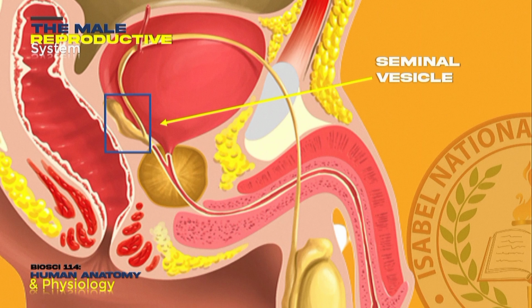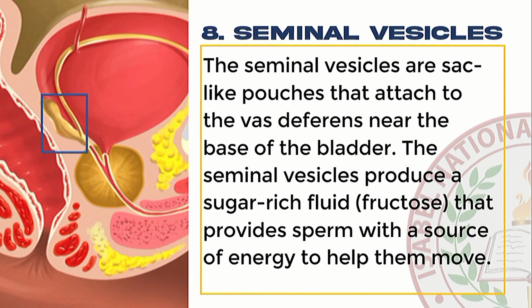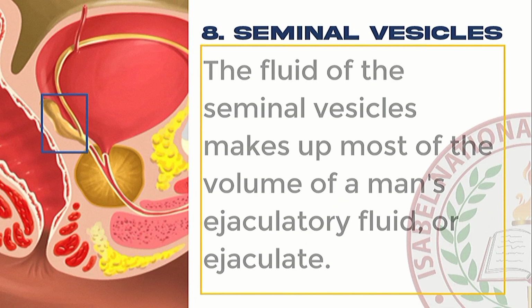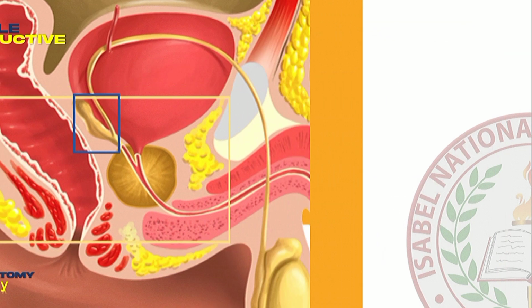Number 8. The seminal vesicles. Everyone, please read. Thank you. The seminal vesicles are sac-like pouches that attach to the vas deferens near the base of the bladder. The seminal vesicles produce a sugar-rich fluid, or fructose, that provides sperm with a source of energy to help them move. The fluid of the seminal vesicles makes up most of the volume of a man's ejaculatory fluid, or ejaculate.